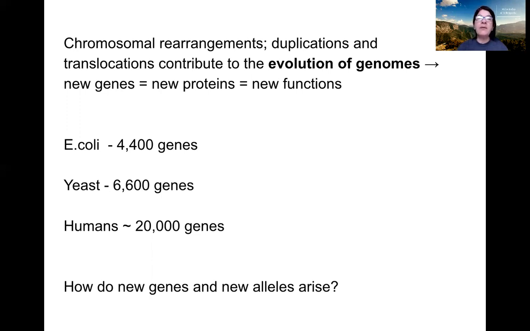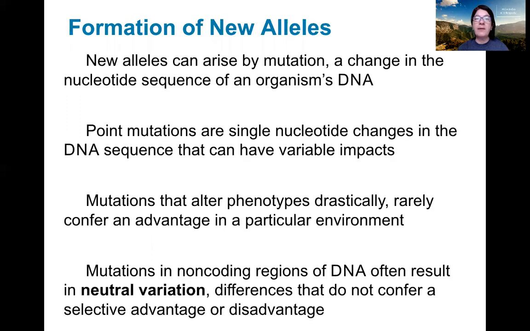So we're going to look at evolution at the molecular level. How do new alleles form? Well, new alleles really arise by mutation. A mutation really is a change in the nucleotide sequence of an organism's DNA. So we talk about point mutations, which are single nucleotide changes in the DNA sequence.